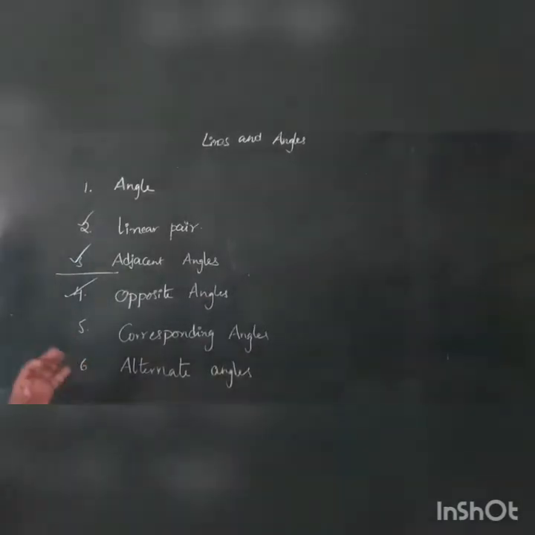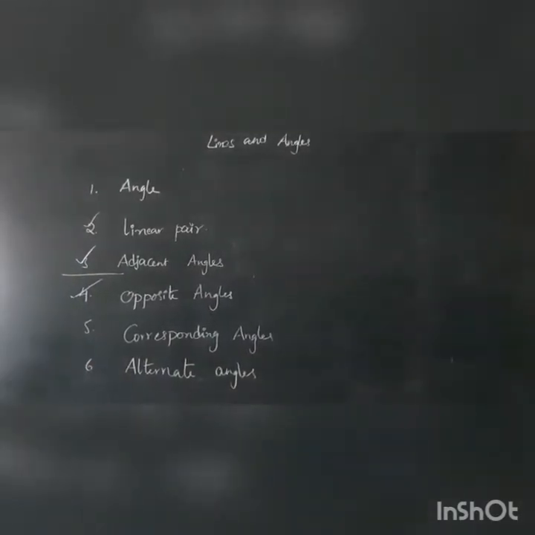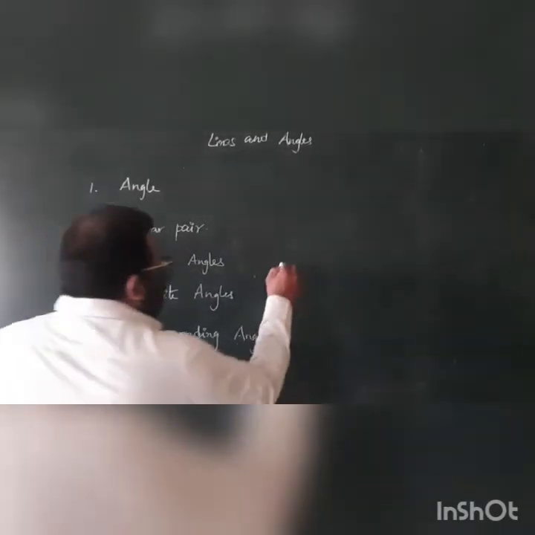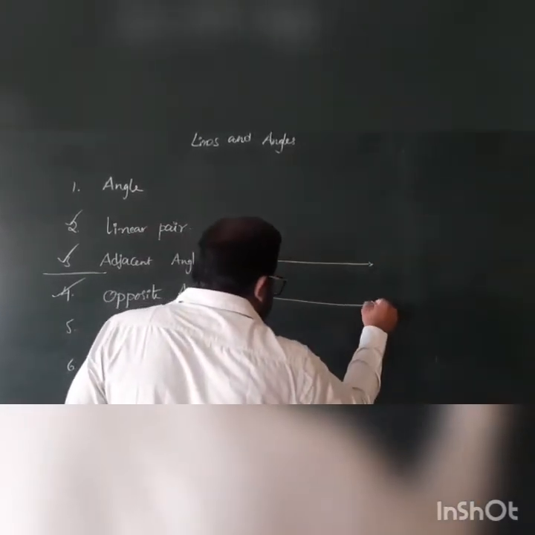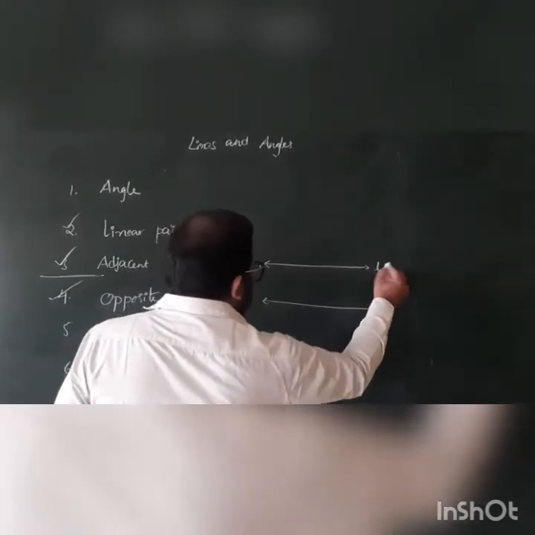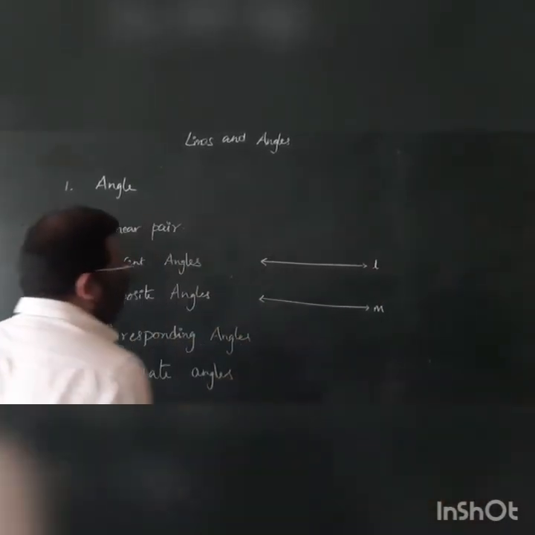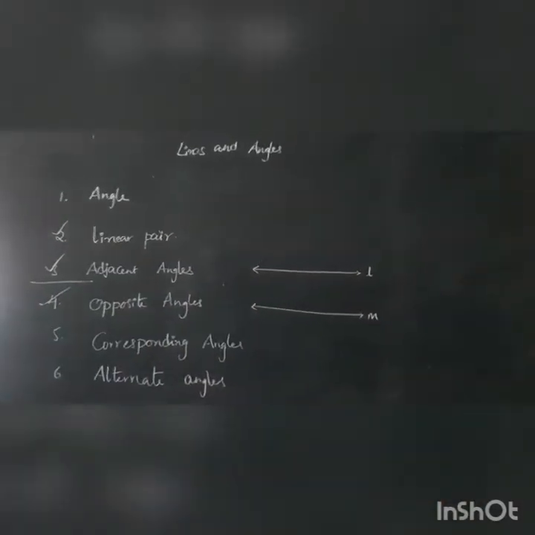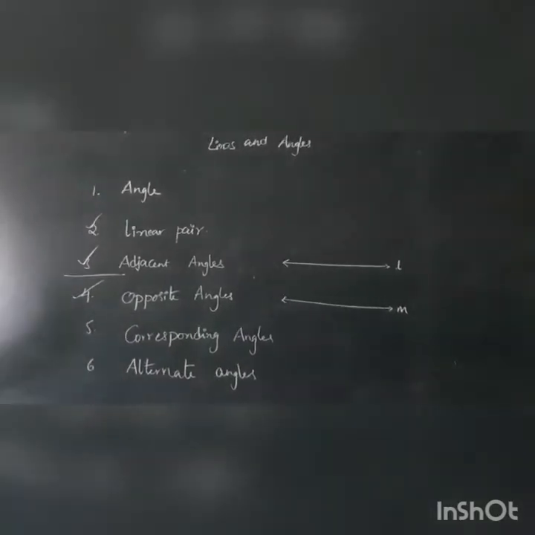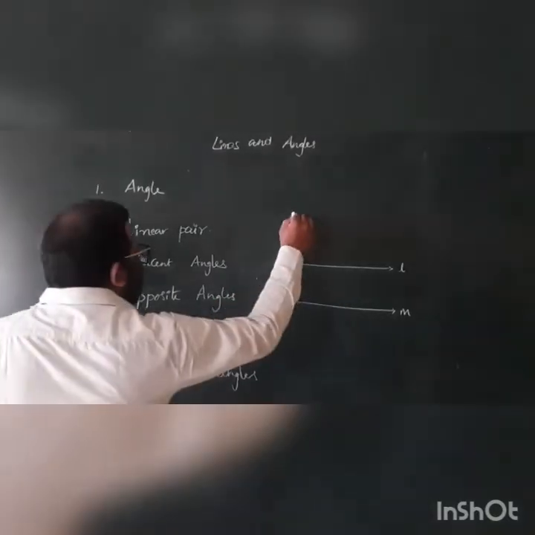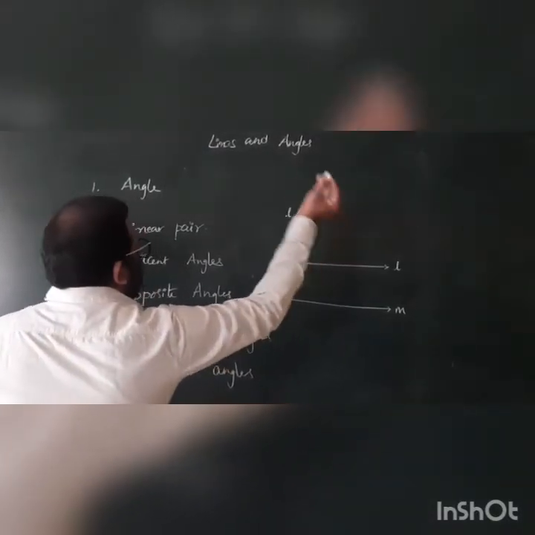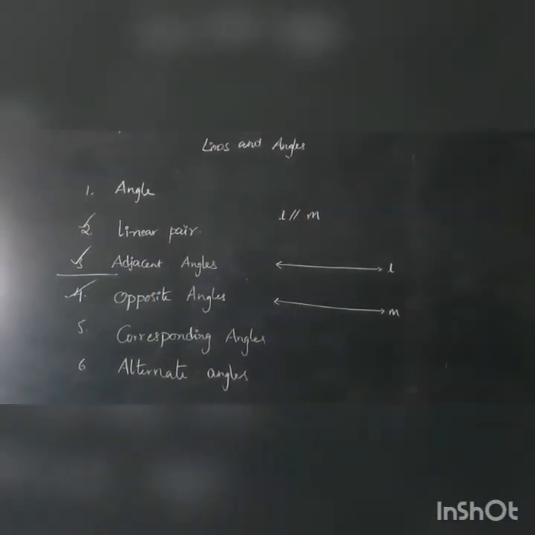To represent corresponding and alternate angles, we need two lines. So I have taken two lines, and those two lines should be parallel. This is line L, this is line M. I have taken two different lines, line L and line M, and they are parallel. So how can I represent this? L parallel to M.